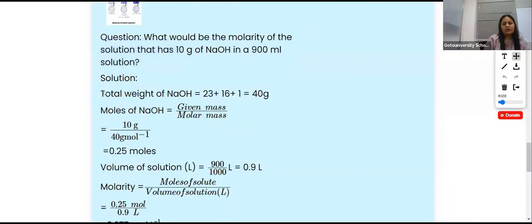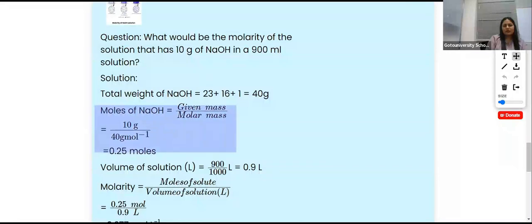First, we have to calculate the molar mass of NaOH. The atomic mass of sodium is 23, oxygen is 16, hydrogen is 1, so the total weight of NaOH is 40 gram, right? Now first we have to calculate moles of NaOH, given mass that is 10 gram and molar mass that is 40 gram. We can calculate moles of solute.